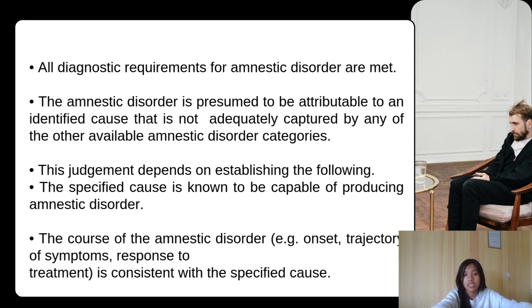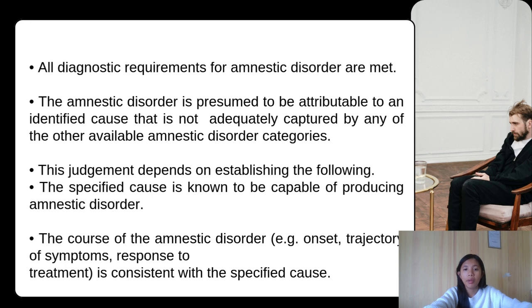Next, the judgment depends on establishing the following. The specified cause is known to be capable. Again, capable siya, yung natukoy na sakit, capable siya of producing this amnestic disorder. And the course of the amnestic disorder, onset, trajectory of symptoms, response, treatment is consistent with the specified cause.